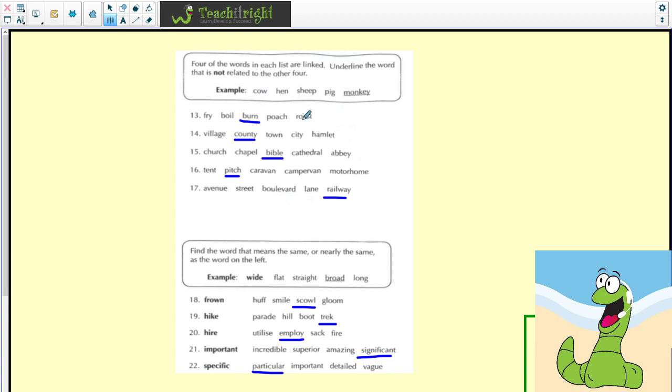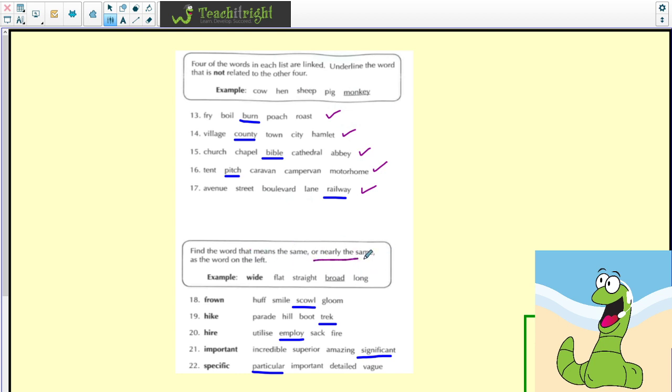Right, let's carry on with test 17 and have a look at the odd ones out. So question 13 is burn, because all the others are ways of cooking. 14 is county, because all the others are types of settlement. 15, we've got church, chapel, cathedral and abbey. And Bible is the other one out, because all the others, of course, are places of worship. 16 is pitch. And the reason it's pitch is because the other types of portable accommodation. So a camper van, a caravan, a tent and a motorhome. And then 17, hope you got railway, because all the others are types of road. An avenue, a street, a boulevard and a lane.